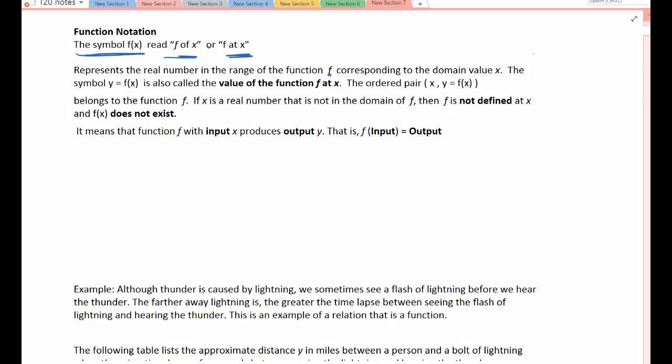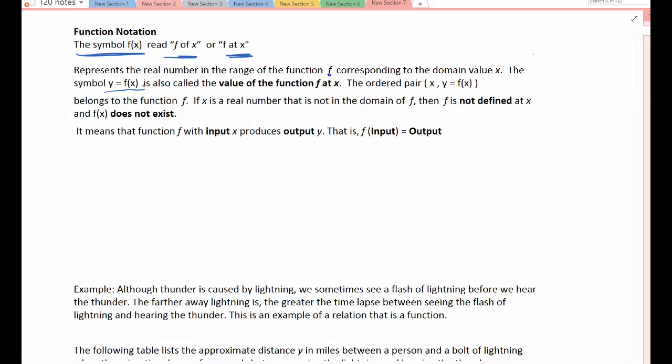The symbol is just indicating that input-output sort of model. That's what the symbol is indicating. So my y that's paired with my x is y equals the function value at x. Alright, y equals f of x. So it's the value of the function at x.